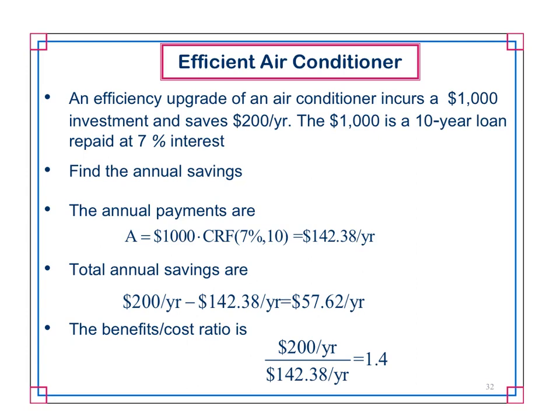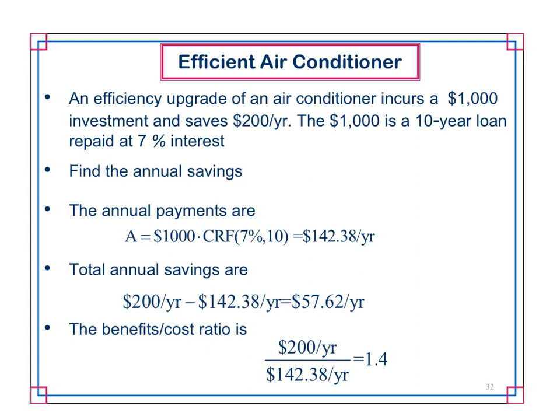So let's look at an efficient air conditioner or HVAC unit. We want to improve the efficiency of an air conditioner. It's going to cost $1,000 up front. It's going to save us $200 a year, so sort of from the previous example we had, but now we're looking at a 10-year loan, and it's going to be repaid at 7% interest. So we want to figure out how much our annual savings are going to be once we include the fact that we have to pay off that initial $1,000.